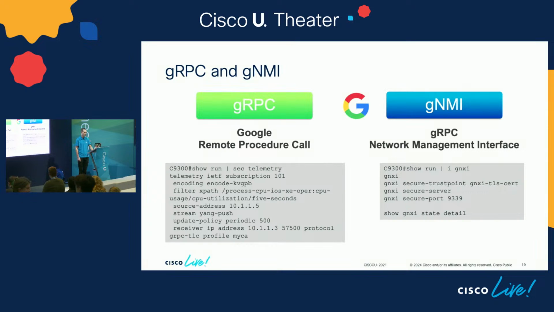If you compare that with gNMI, it's a network management interface. As I mentioned, it listens on the standard port 9339. We have 3 or 4 CLIs to enable this API, right? Once we run these CLIs, it's listening. Now we can connect into it and start sending commands like get, set, or subscribe.